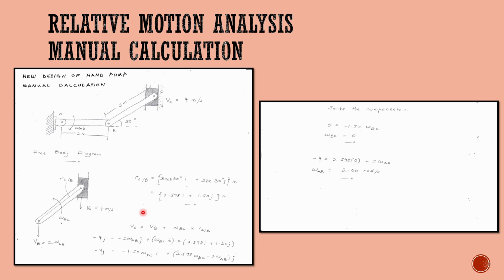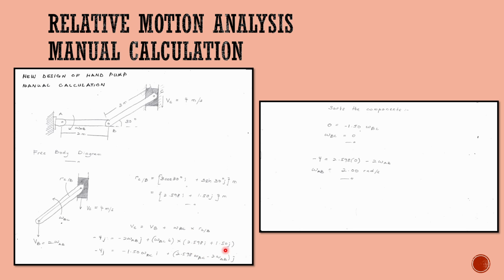The velocity at point C is negative 4 meters per second, thus it consists only of the y-axis component. So the vector is negative 4j and equal to negative 2 omega AB, which means negative 2 times the angular velocity at AB, plus omega BC at k times 2.598i plus 1.5j.